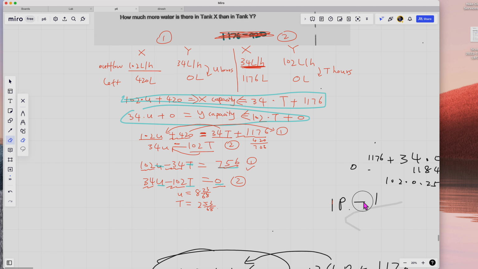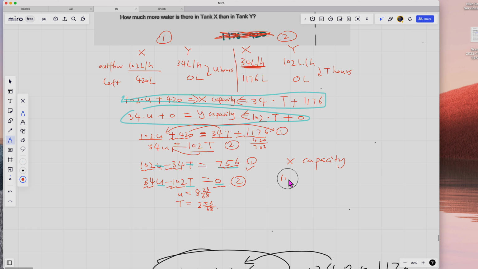Okay, good. So you need to find out the capacity of X, then find out the capacity of Y, then you subtract, right? Okay, good. Can you see the X capacity? You can either use this way or this way. Okay, so I will pick this. So the X capacity is given by 102U. U is 8 23/68. Then plus the 420. Can you quickly punch the calculator and give me the X capacity? I think you are going to have good numbers.